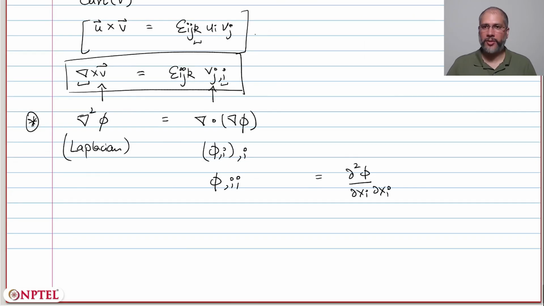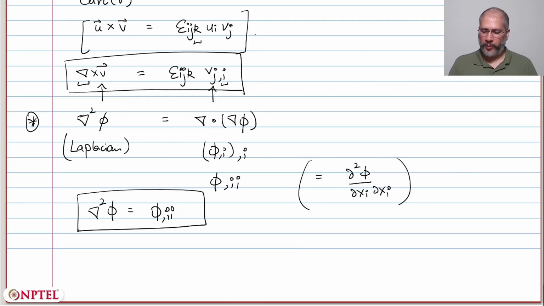And if you expand this, this becomes del 2 phi by del x1 squared plus del 2 phi by del x2 squared plus del 2 phi by del x3 squared. And you can check that by writing grad of phi as del by del x1 of phi e1 and so on. So I'll summarize that the Laplacian of phi is written as phi comma i.